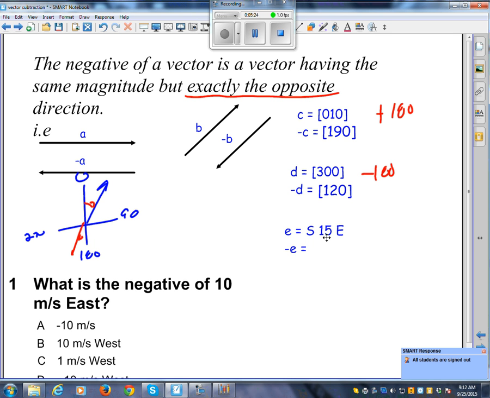What about south 15 east? What's the exact opposite direction of south 15 east? South 15 east. The opposite's going to be? North 15 west. All you do is just change those to the opposites. It's really pretty simple. Right? Just change. It's not hard. It is when you're tired. Okay.